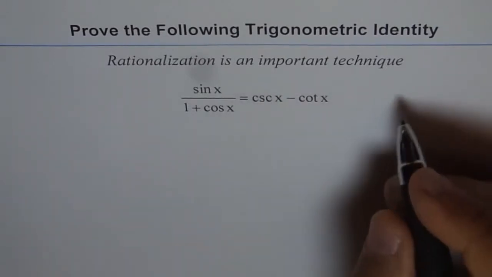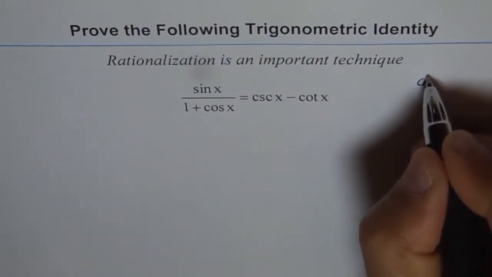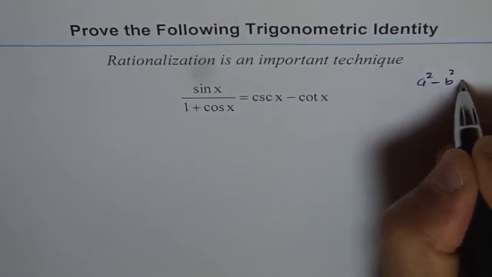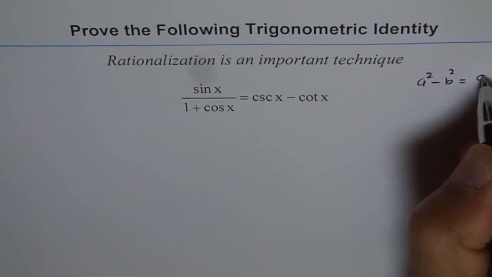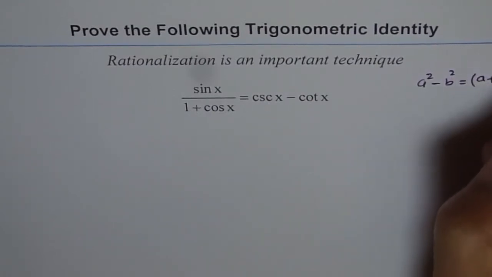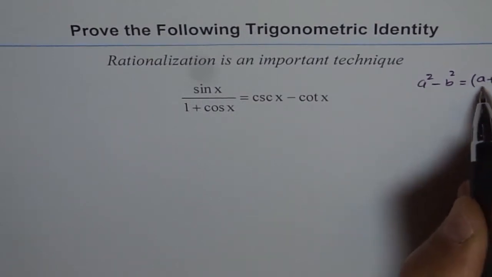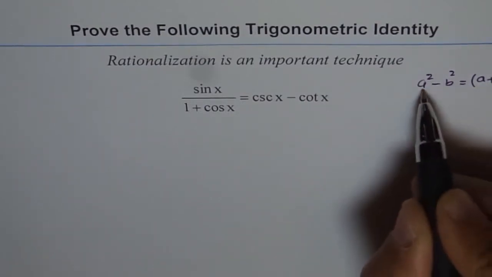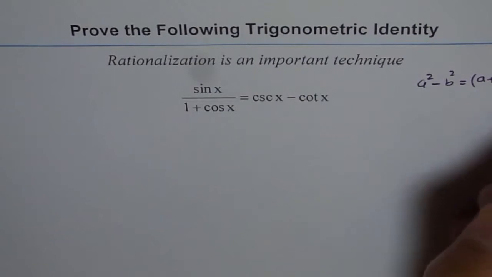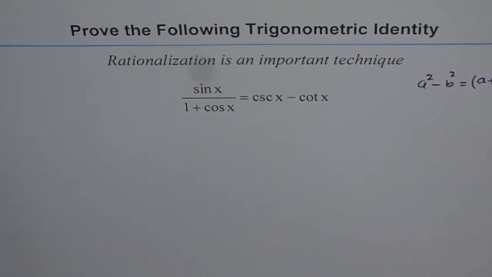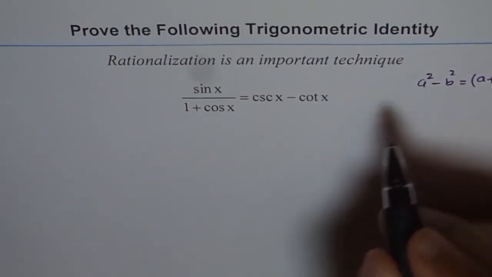So a few things to remember here: when you have a square minus b square, you can factor this as a plus b times a minus b. So that is the main thing. If you multiply a plus b times a minus b, you get difference of squares. So both ways it works, correct? So that is what we are going to use here.